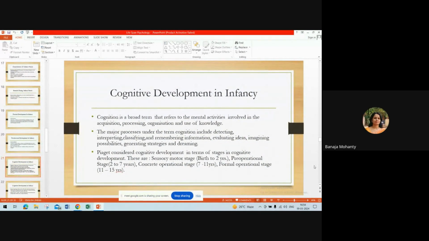Lack of trial and error, that is also happening. Definitely, sir. Actually, depression is found in infancy. The word depression.